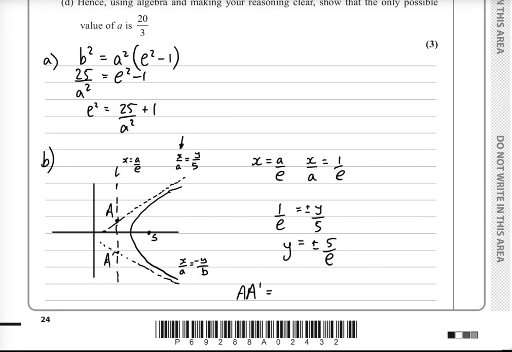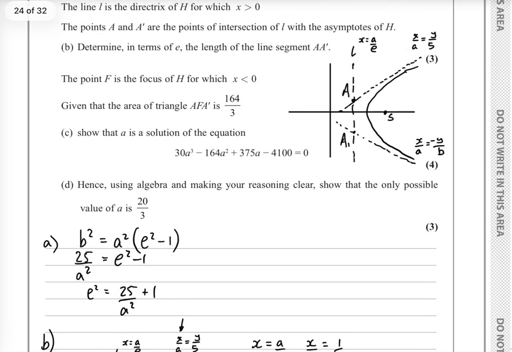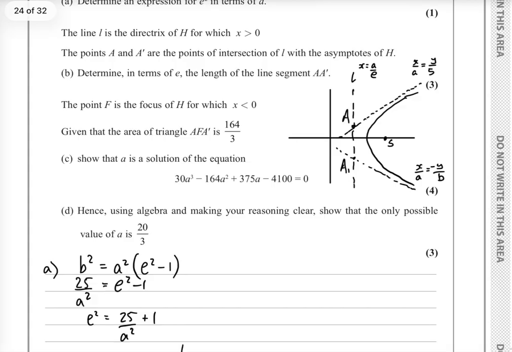two lots of the positive version. So it's 5 over e plus 5 over e, 10 over e. And that is the distance that we need for part B. Looking at part C, the point F is the focus of H for which x is less than 0. So I've got the focus written as S on my diagram, but that's x greater than 0. So the other one, if I keep that line going, over here somewhere, there's F.